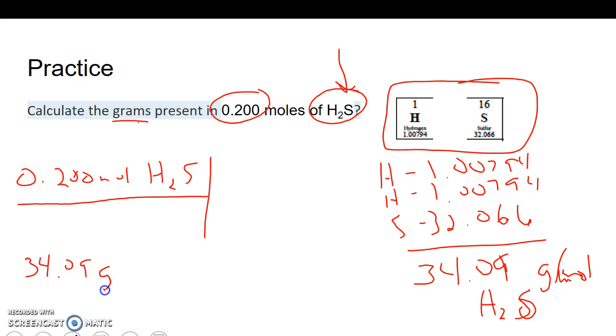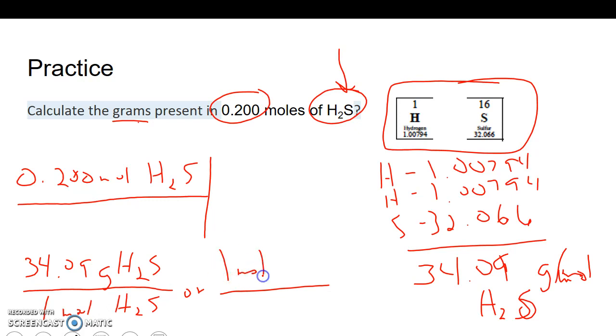Now, this grams per mole, when we put this as a conversion factor, it looks like this. 34.09 grams of H2S over 1 mole H2S. So we go grams over moles. This is our conversion factor. Remember, we can write it this way, or we can write it this way. 1 mole H2S over 34.09 grams H2S. But either one works.